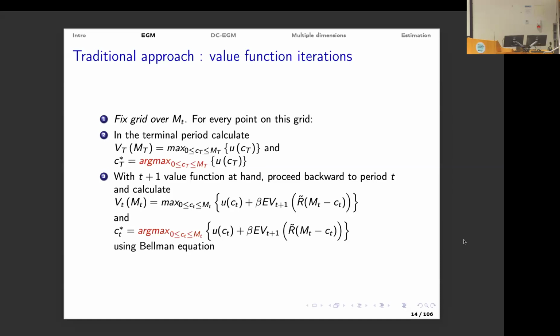And then as we do the backwards induction, we're solving this equation and calculating the optimal choice. Well, now what is it to solve this equation? In each point M_t, we're solving an optimization problem, which takes time. Whether you do it through first order conditions or just the maximization, you have to iterate over the C_t's and so forth.